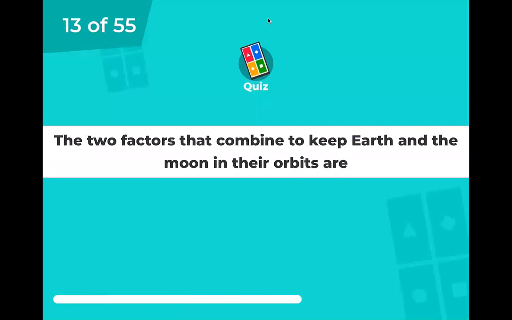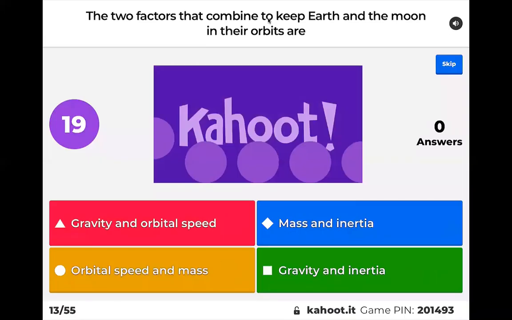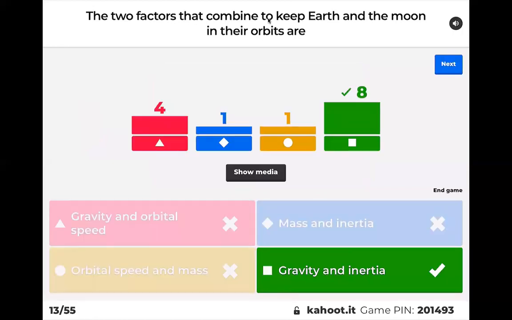Okay, the two factors that combine to keep Earth and the moon in their orbits. Is it gravity and orbital speed, mass and inertia, or gravity and inertia? What are the two things that keep Earth from going out into space and crashing into the sun? No. It is gravity and inertia.